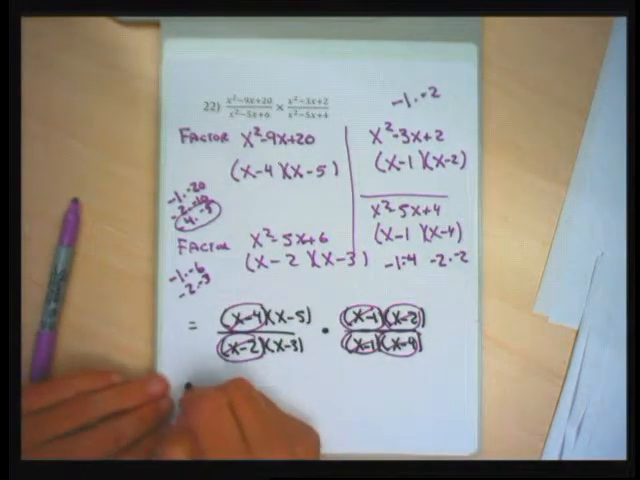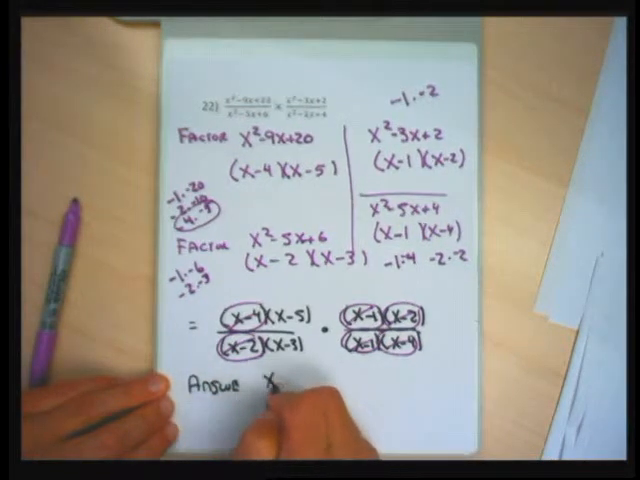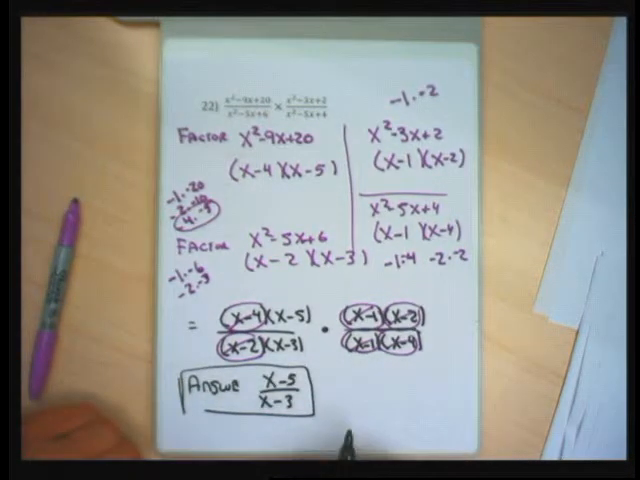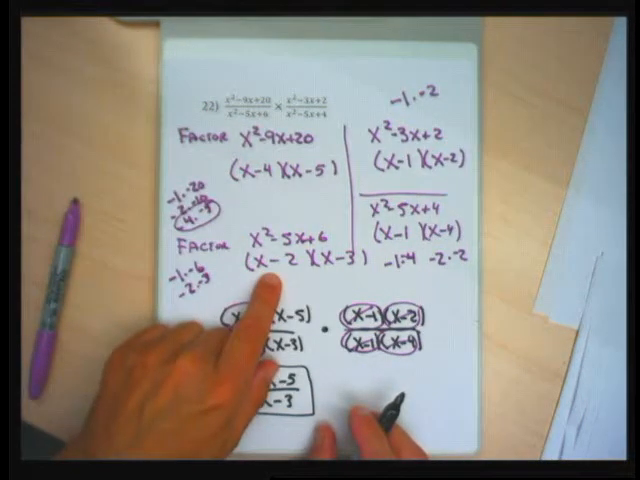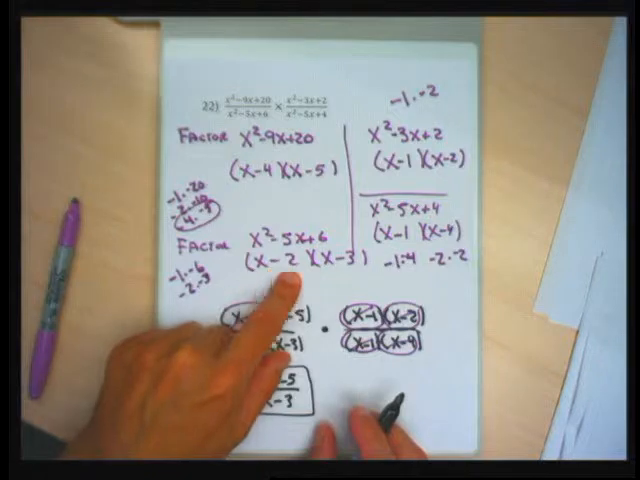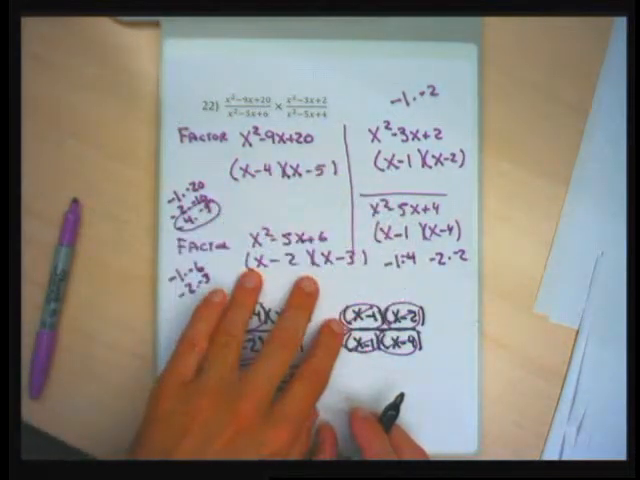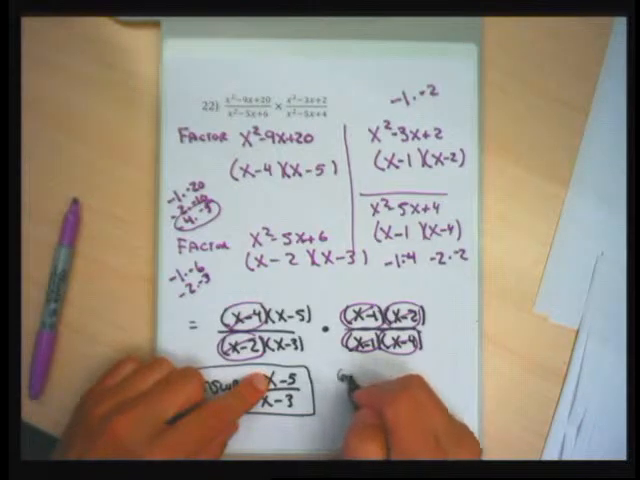The only things that haven't canceled are an x minus 5 and an x minus 3. I don't even need the parentheses anymore. I'm going to check. I'm going to plug in. I can't plug in 1, 2, 3, 4, or 5, it's going to make a parentheses 0, and that's probably not the best. I'm going to plug in 6. I'm going to plug in 6 for here and go 6 minus 5 over 6 minus 3.